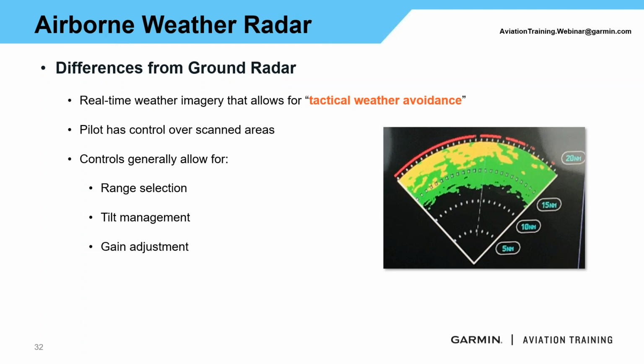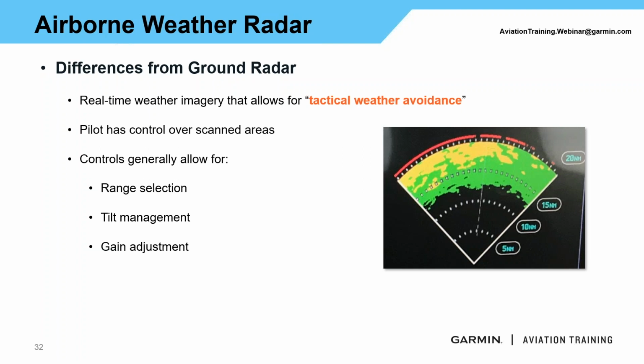Gain adjustment is not really for a novice or intermediate user, and really, I tend to stay away from gain adjustment altogether. What that is adjusting is the display of the return that the system has got. So on the screen, I can see yellow. Well, maybe I want to know, is that yellow really close to red, or is it closer to green? Because if it's closer to green, I might be more comfortable flying into it.